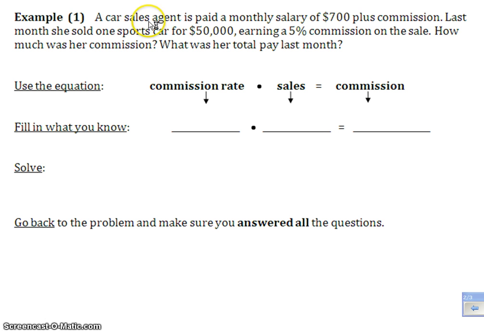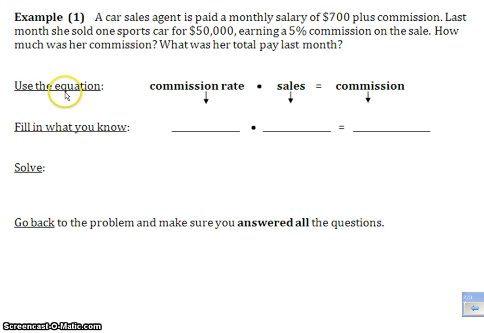Example 1. A car sales agent is paid a monthly salary of $700 plus commission. Last month, she sold one sports car for $50,000, earning 5% commission on the sales. How much was her commission? What was her total pay last month?